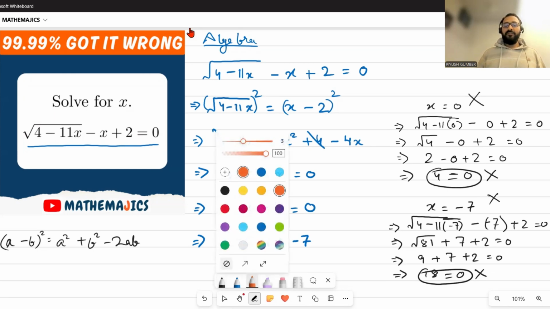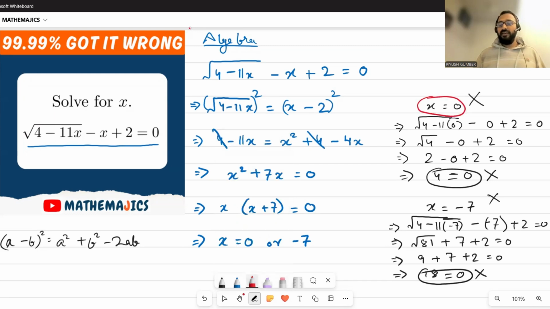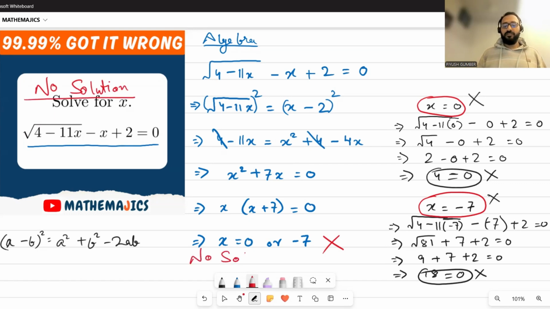What does that mean? That means we have no solution. Neither x equals 0 is working for us, nor x equals negative 7. Both are not the solutions. Then what is the solution for x? Then there is no solution. There is no solution for this equation. This is our answer. So that's why most of the students get this question wrong, because there is no solution and they write x equals 0 or x equals negative 7. So this is our final answer, no solution.